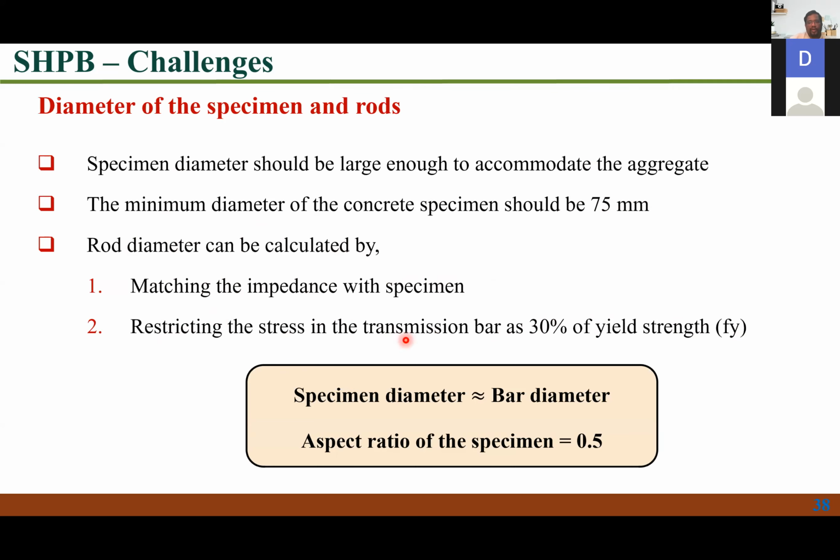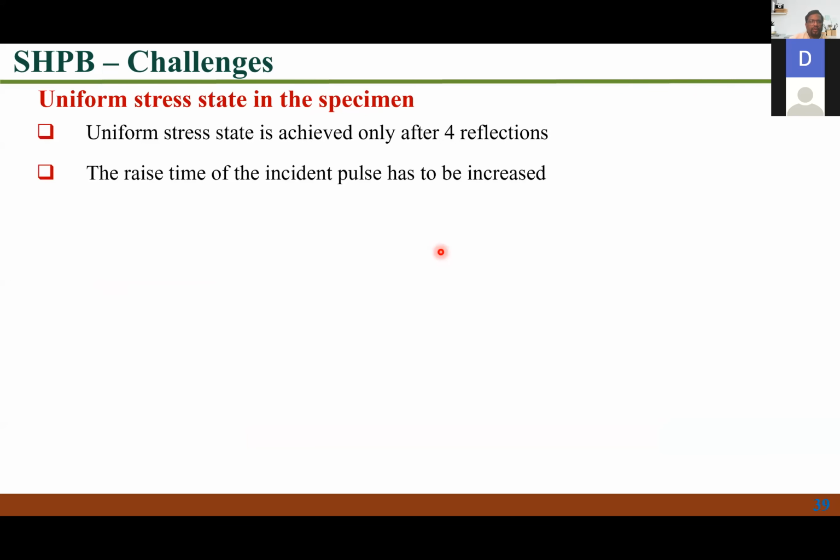So we try to keep the specimen diameter approximately close to that of the bar diameter, and we try to keep the specimen thickness small to avoid inertia effects and dispersion of the waves. So how do we achieve a uniform stress state in the specimen? Usually a uniform stress state is achieved only after 4 reflections.